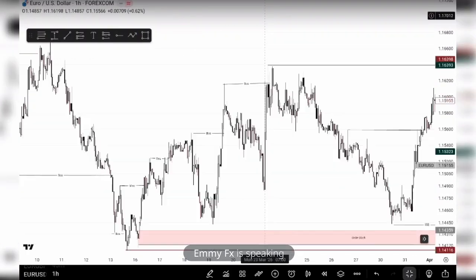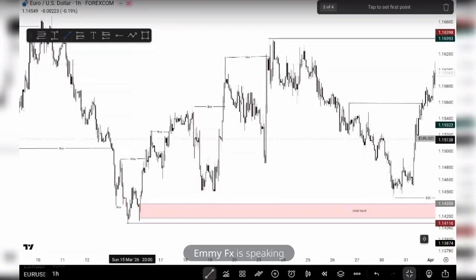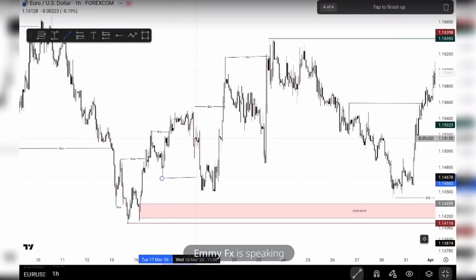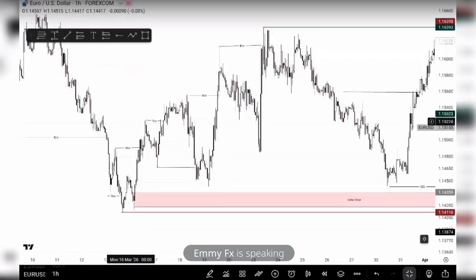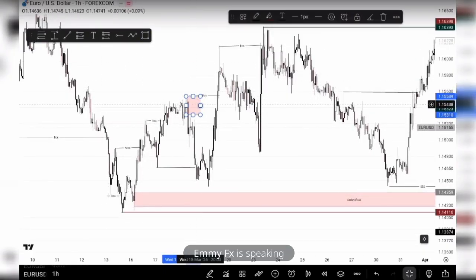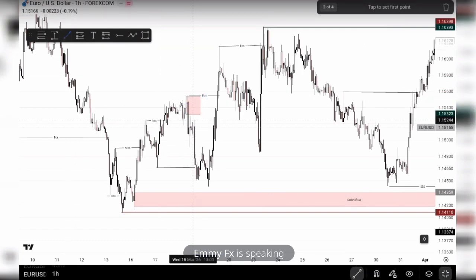Remember, we have a breakout structure to the downside. Do we have a breakout structure to the downside? Yes, we do. Now, we have a point of interest here, and also we have liquidity here. Yes, we have.